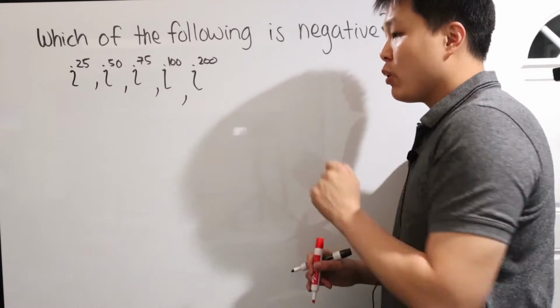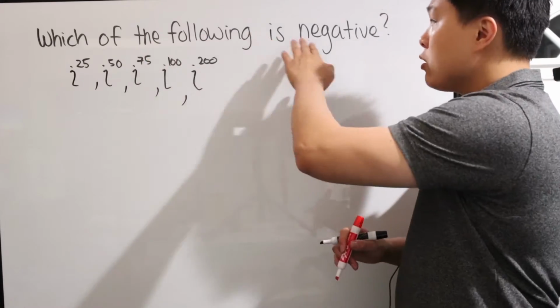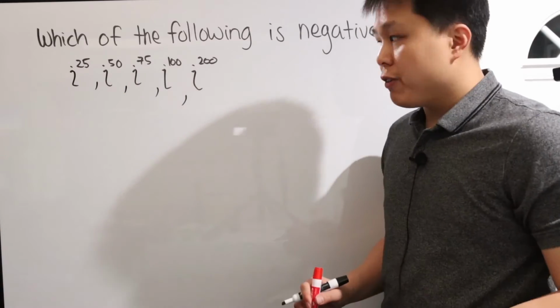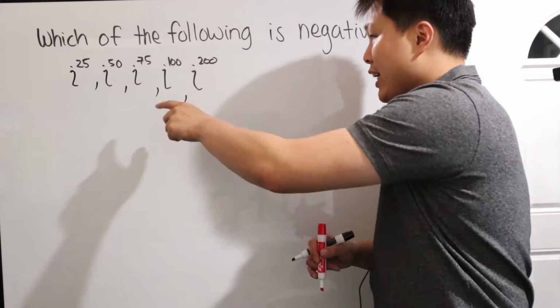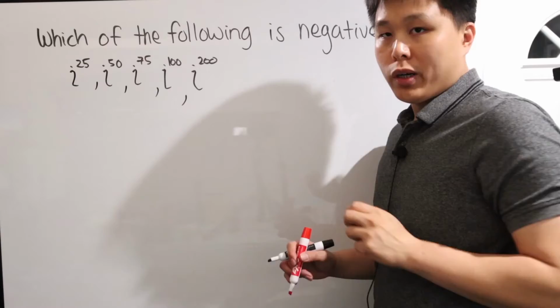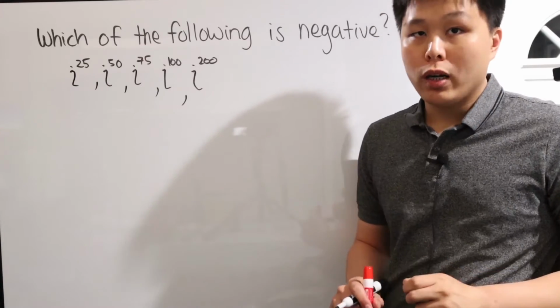For today's standard test question, we have this problem right here. Which of the following is negative? i to the 25th power, i to the 50th power, i to the 75th power, i to the 100th power, and i to the 200th power.